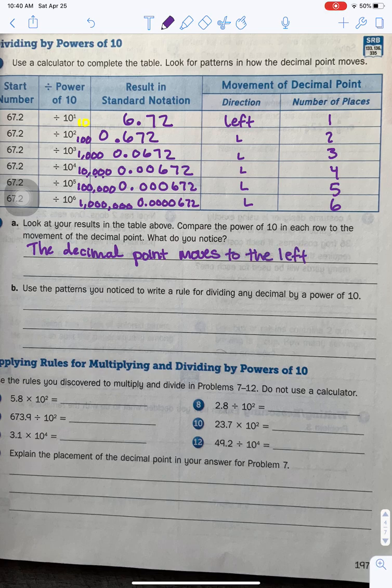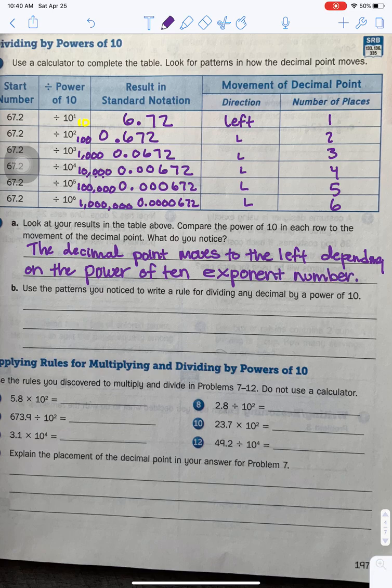And it moves to the left depending on the exponent number, or the power of 10. Use a pattern to write a rule for any decimal to the power of 10. This one is pretty much the same as part A, so we'll skip that one.